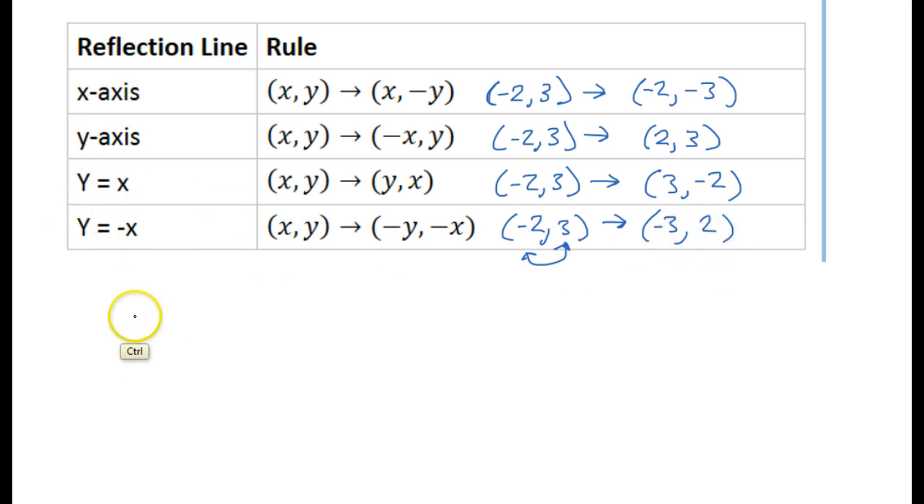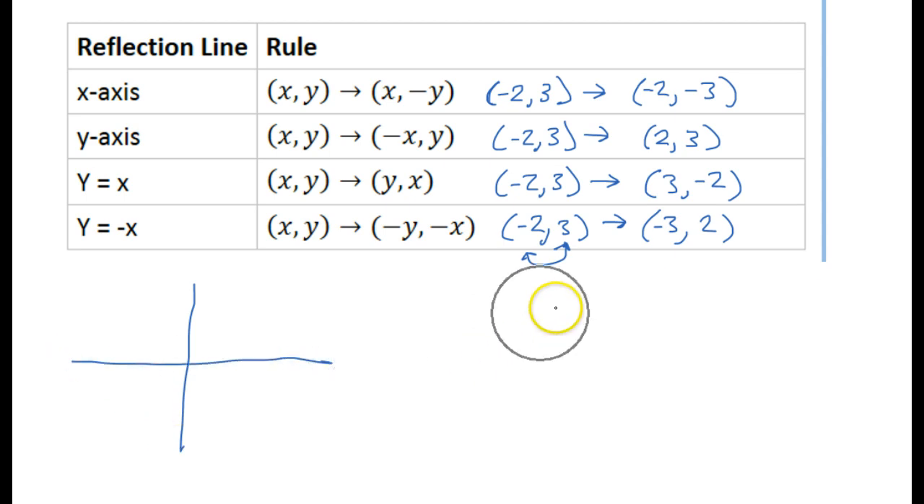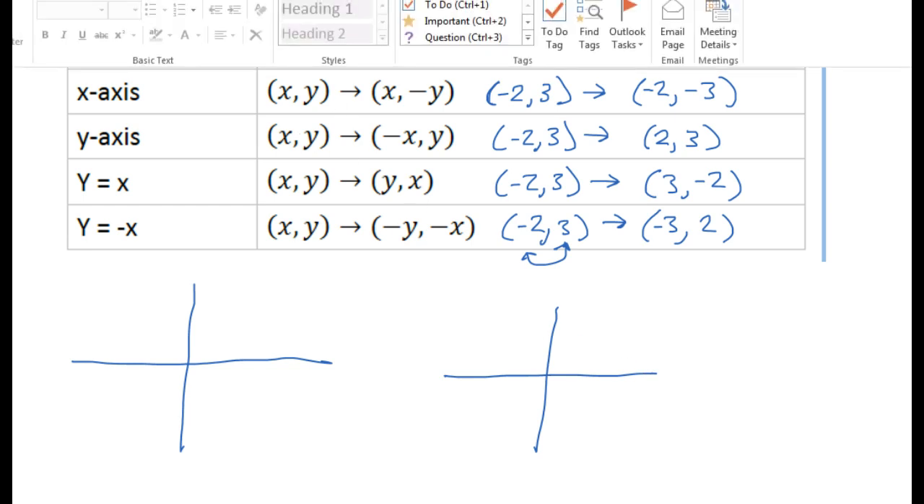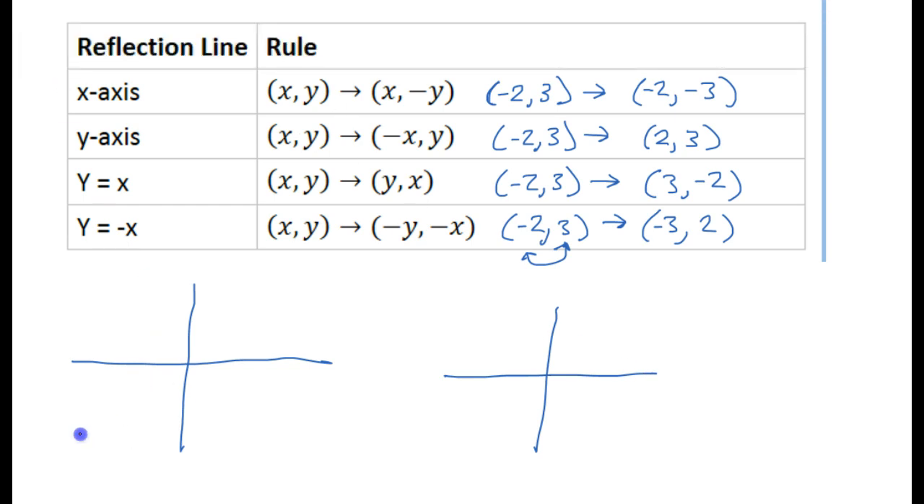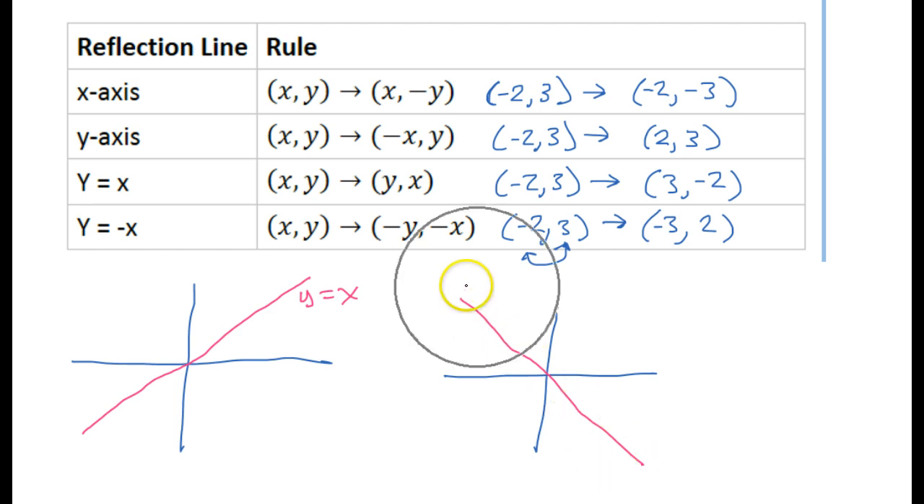Okay? Also keep in mind, if this is the y-axis and this is the x-axis, when we talk about the line y equals x, we are talking about a diagonal line 45 degrees. This is the line y equals x. And if we talk about the line y equals -x, we're talking about a line going down at a 45 degree angle. So this is the line y equals -x.